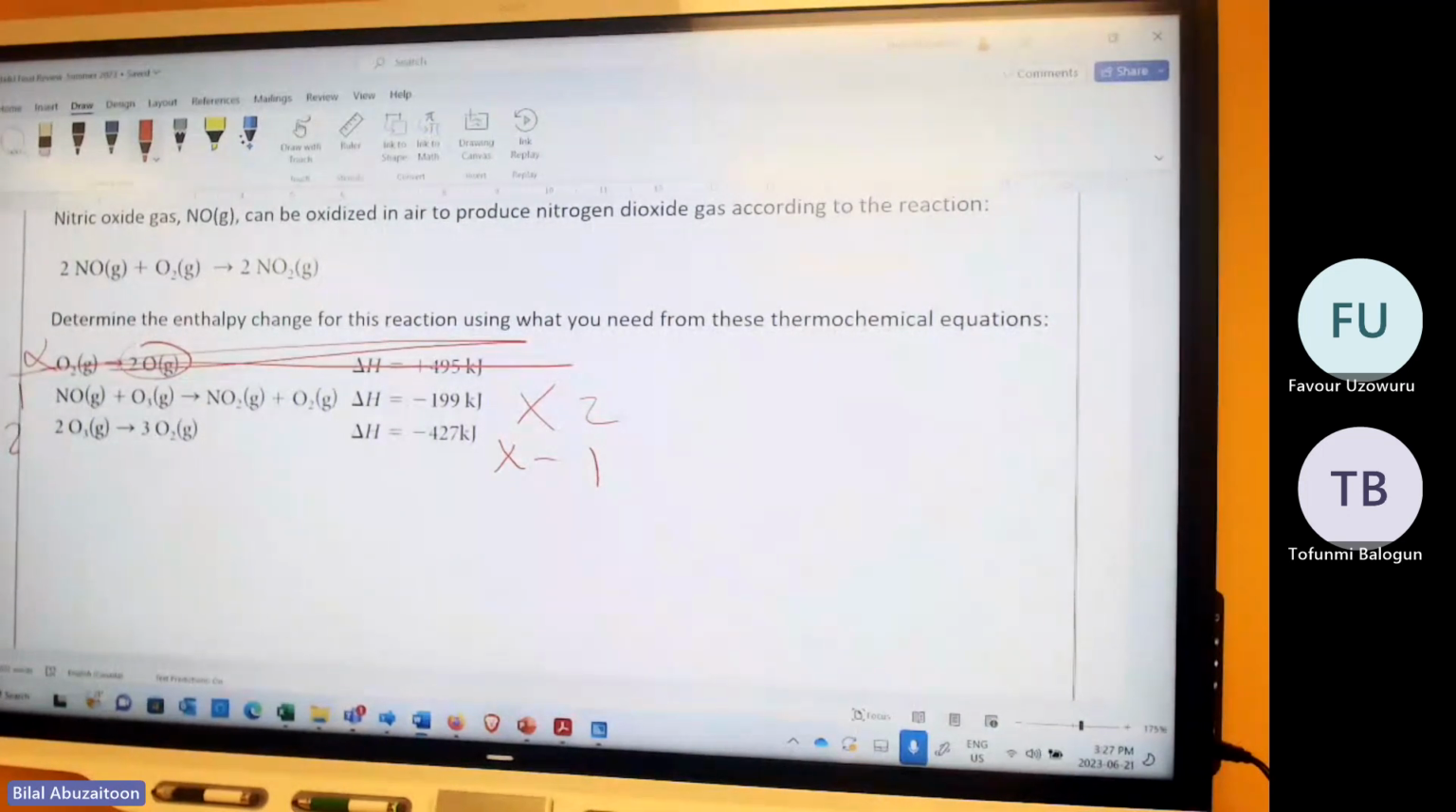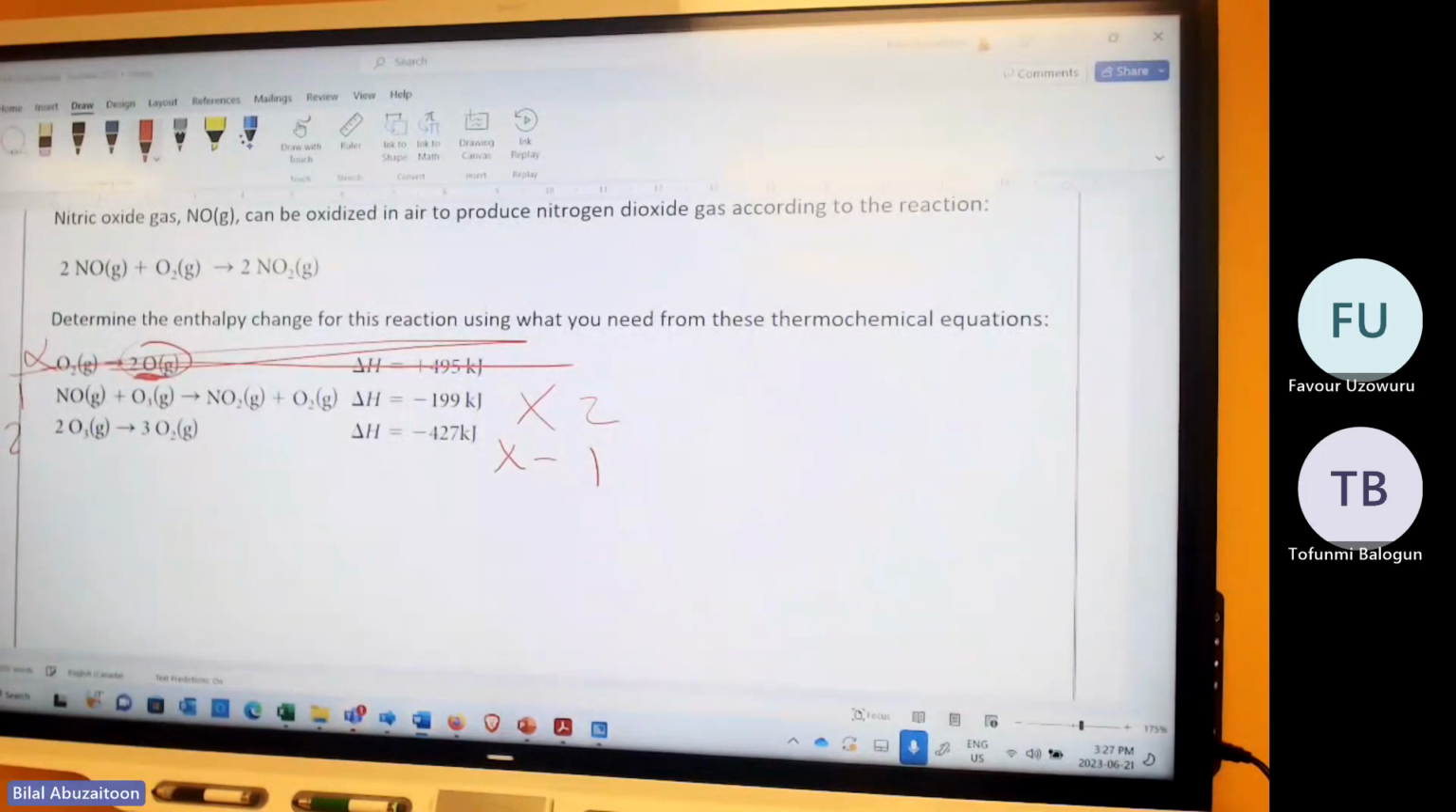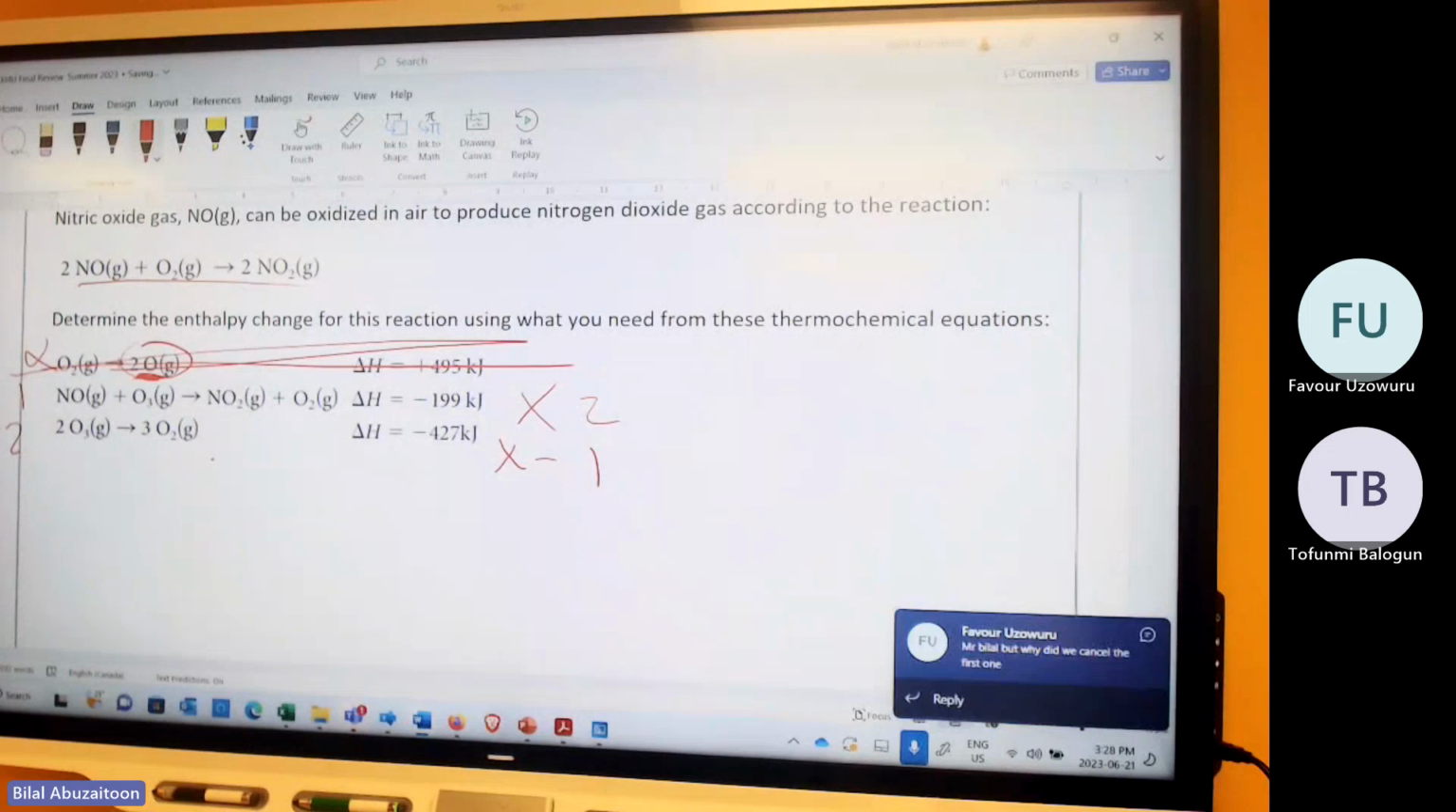I'm not really clear how you decided to cross out the first one. Because it has O, and there is no O here, and there is no other O to cross it out, to cancel it. Right? And I said, those two are different. Yes, this is okay.